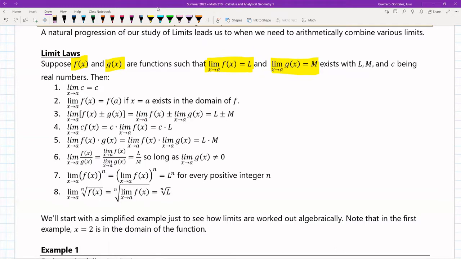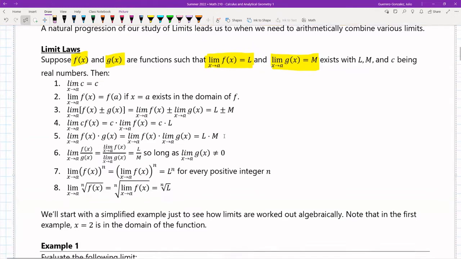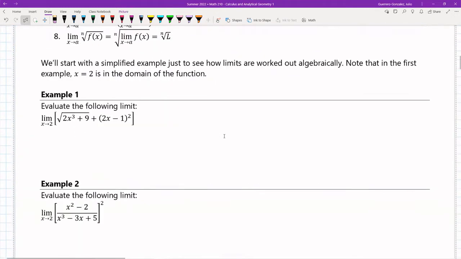So let's go ahead and move to the example here, the first one at least. Let's take the limit of this function right here. This is going to be overly explained. You don't have to do this, but it touches on each one of the rules that we did just now.